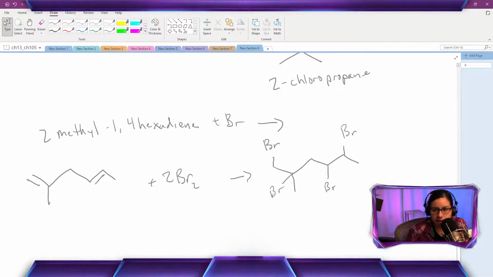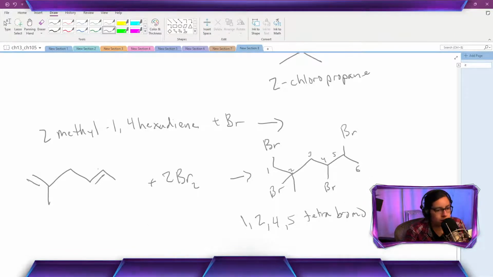And I guess let's name it. So 1, 2, 3, 4, 5, 6. Now this looks like 1, 2, 4, 5-tetrabromo, since we have 4 of them. And then now we could do the rest. So 2-methyl. And remember, bromo went first for alphabetical order, then methyl. So this is just extra information. So 2-methyl and now hexane.